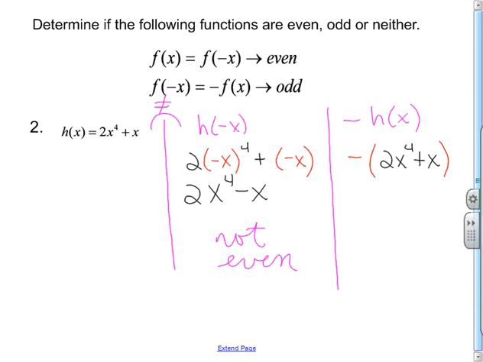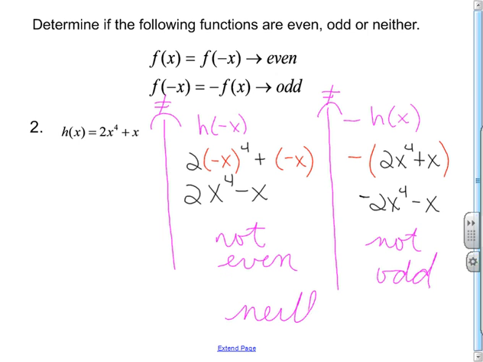So that's going to give us negative 2x to the fourth minus x. And when we compare these two functions, they are in fact not equal. So we've got that these two columns aren't equal, so it's not odd. So this is an example of a function that is neither even or odd.